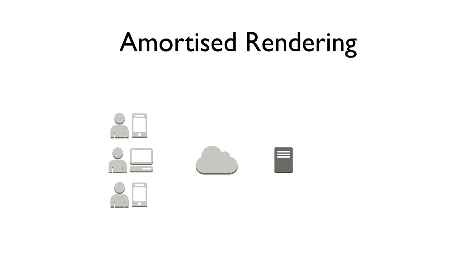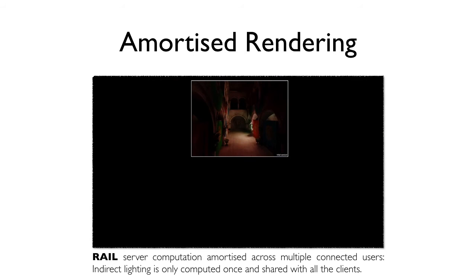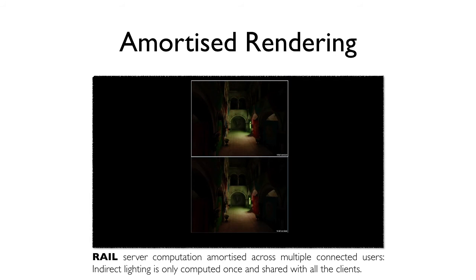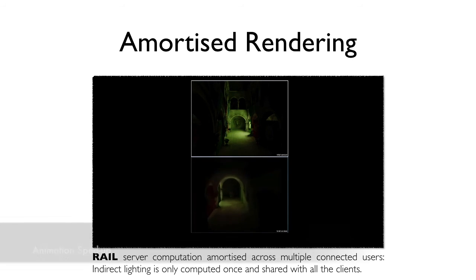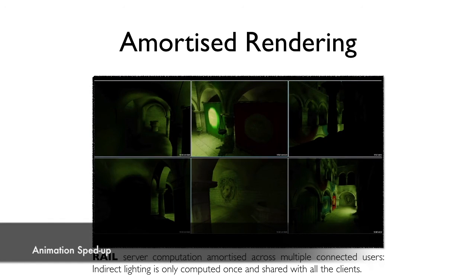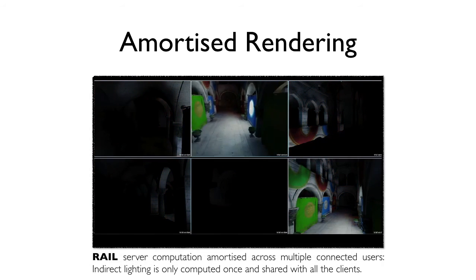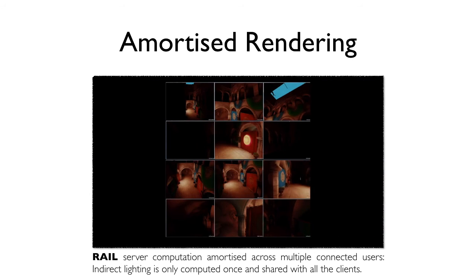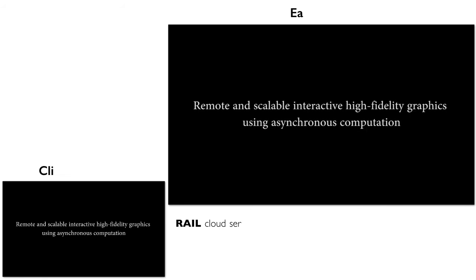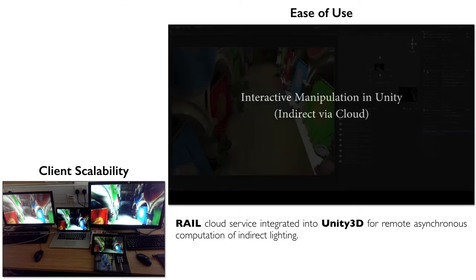In collaborative virtual environments, such as multiplayer games, the cost of computing indirect lighting is amortized across the number of connected clients. RAIL server computation is amortized across multiple connected users. Indirect lighting is only computed once and shared with all the clients. RAIL Cloud Service integrates into Unity 3D for remote asynchronous computation of indirect lighting.